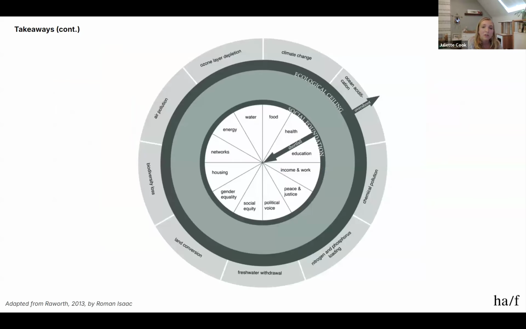And public spaces can be leveraged as tools, not just for reducing emissions and sequestering carbon, as we've seen in the projects I presented, but also for building more resilient and socially beneficial environments where we can exist between the bands of the social foundations and the ecological ceilings as put forward by Raworth in the concept of donut economics.